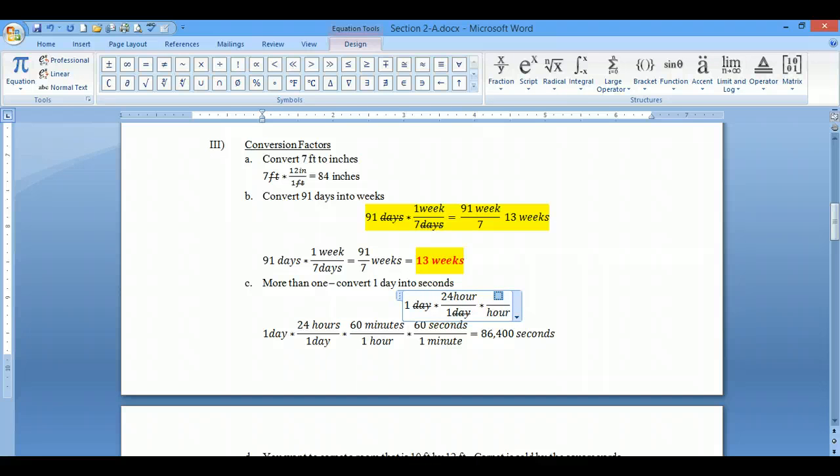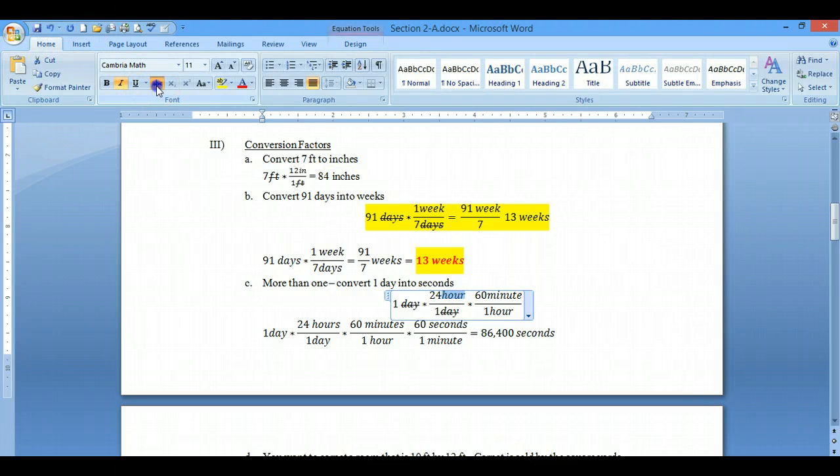Now what's the next smaller unit from hour? Minutes. And I figure out how these relate to each other. 1 hour is the same as 60 minutes. And now I have an hour on the top and on the bottom. Take the hour, cancel it out with the hour on the bottom. Good! Now my units went from days down to minutes.